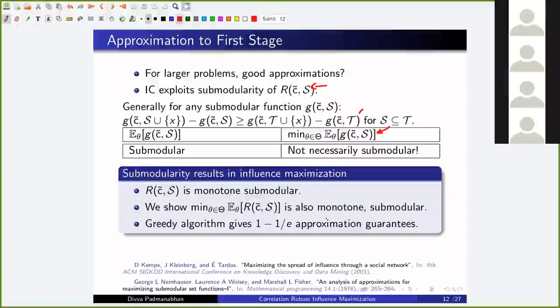Now, a consequence of a monotone submodular function is that we can use the greedy algorithm. You start off with an empty set and, for each of the nodes, you measure this worst case expected value and choose the one which gives you the best. Then you go to a seed set of size 2, and you keep doing this till you hit k. That's the greedy algorithm. And for monotone submodular functions, there is this 1 minus 1 by e approximation guarantee due to Nemhauser, Wolsey, and Fisher. We make use of these guarantees here for the robust model.